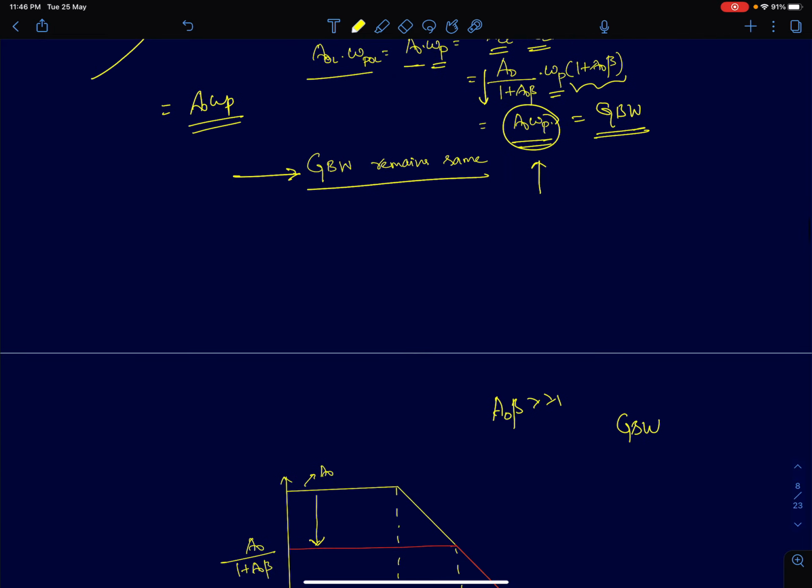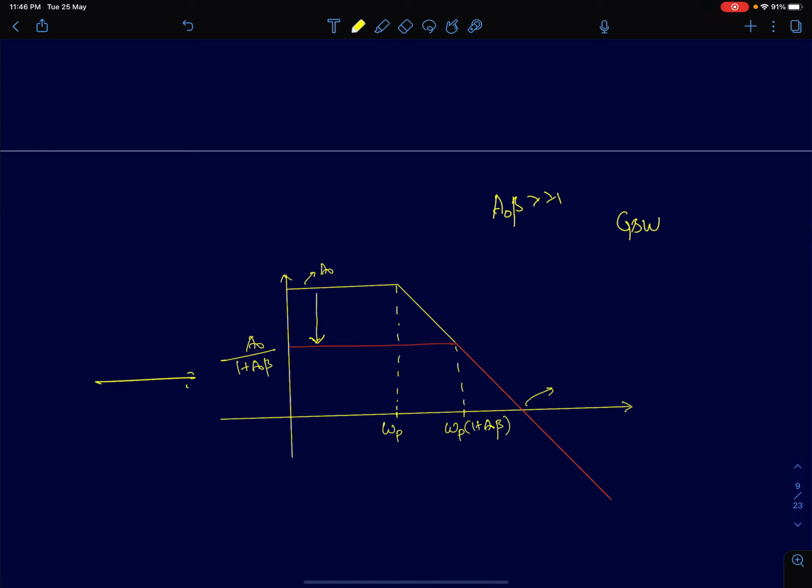Now what I have shown here is a Bode diagram of the frequency response of closed loop and open loop amplifiers. The first graph, in yellow, shows the frequency response of an open loop amplifier with a DC gain A naught and a pole at omega p. The gain rolls off after that with a slope of minus 20 decibels per decade.